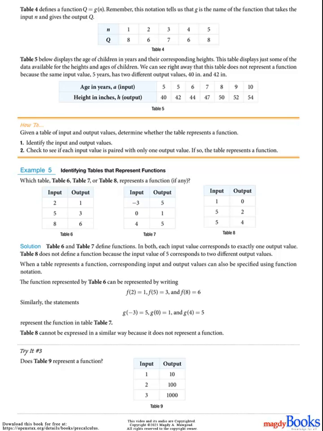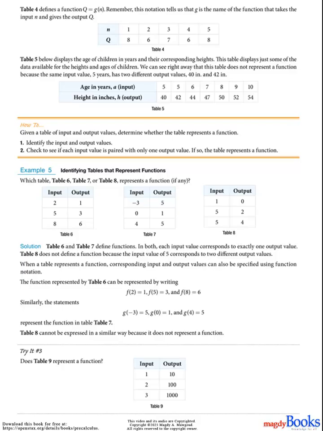Table 6. For input 2, output equals 1. For input 5, output equals 3. For input 8, output equals 6. Table 7. For input -3, output equals 5. For input 0, output equals 1. For input 4, output equals 5. Table 8. For input 1, output equals 0. For input 5, output equals 2. For input 5, output equals 4.